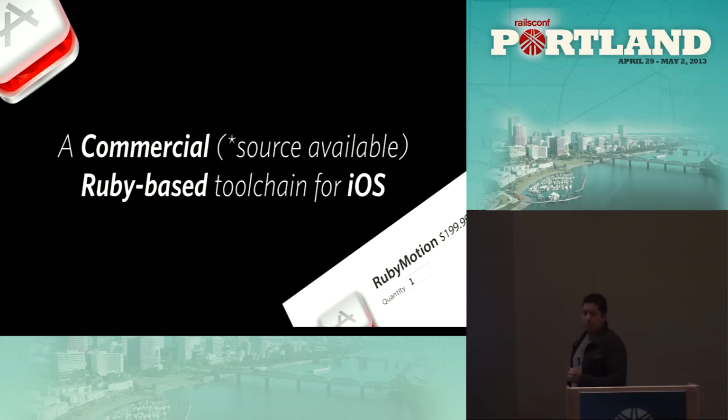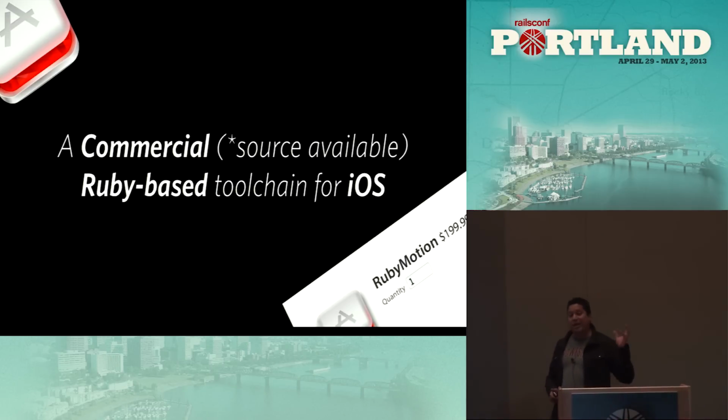RubyMotion is a commercial product, but it's actually pretty cheap. It's $199. And if you stick with me till the end of the session, I'll give you a surprise slide at the end. The source is available, but not all of it. There are some parts of it that are hidden from the public. But there are contributions being done to RubyMotion in an open source fashion. So there are a lot of gems appearing. There are a lot of DSLs appearing to basically help us deal with the sometimes complexity that is iOS development.